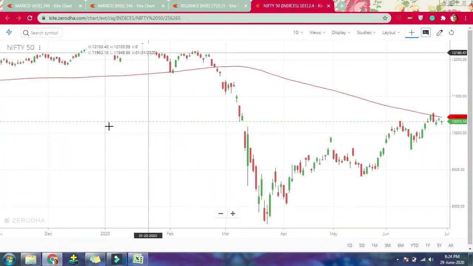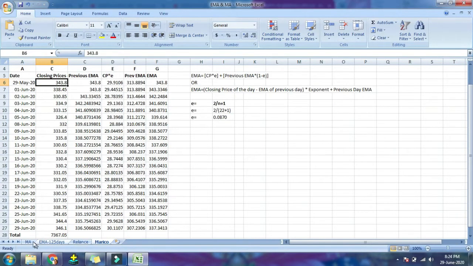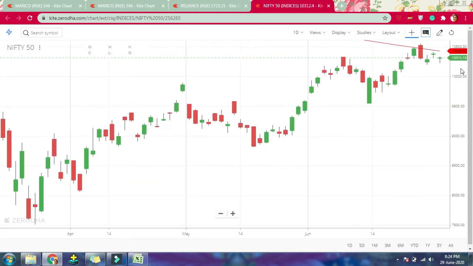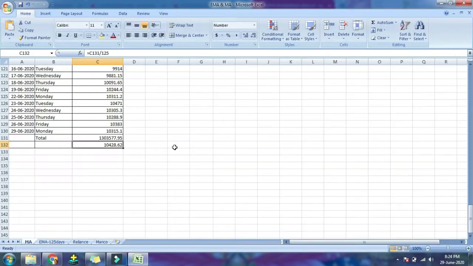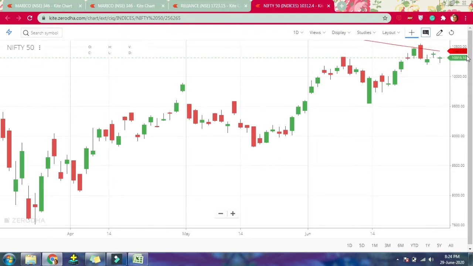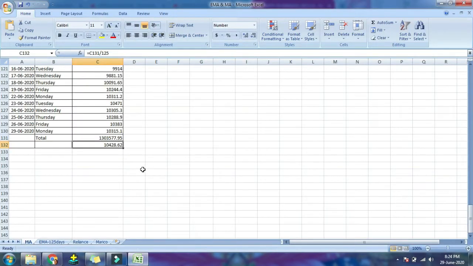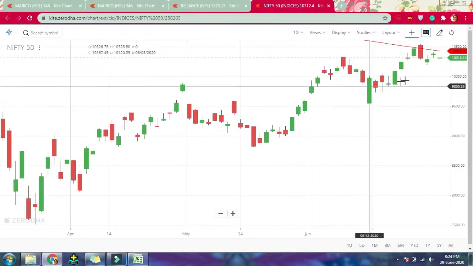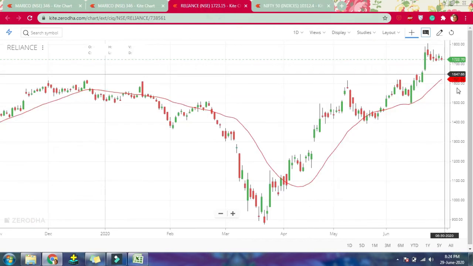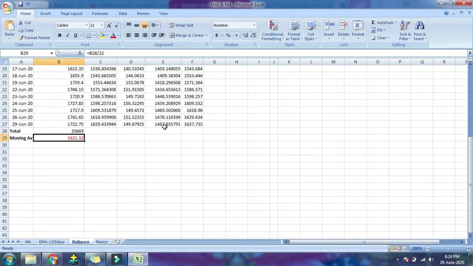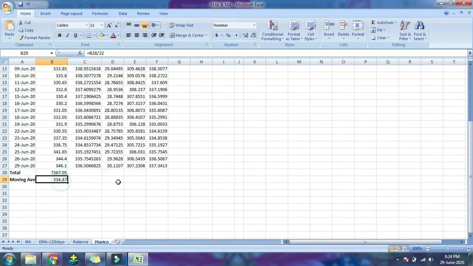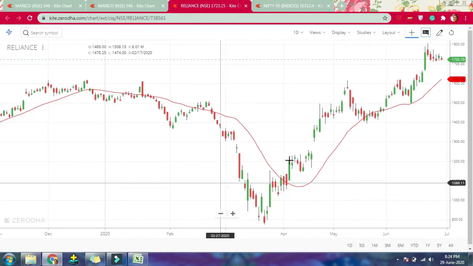Here the manual moving average and the one appearing in the chart will exactly match. Look, the simple moving average of 125 days of Nifty 50 is exactly matching, that is 10428.62. See, 10428.62. For the simple moving average of Reliance, in the Excel sheet it's 1621.32, which is also exactly matching with the chart. Also for Marico, that is 334.87.